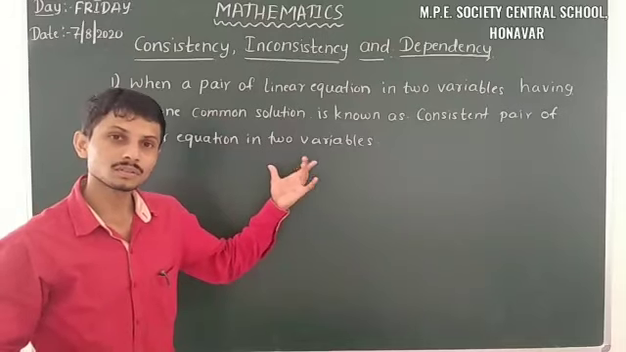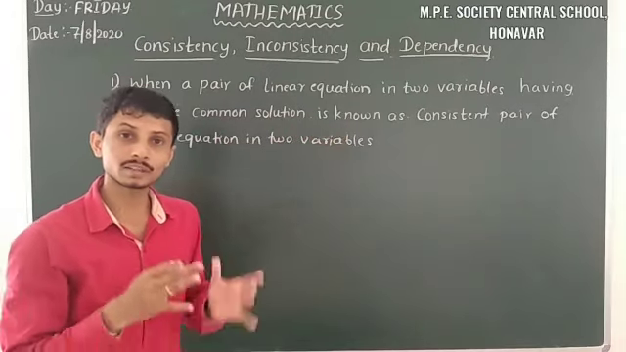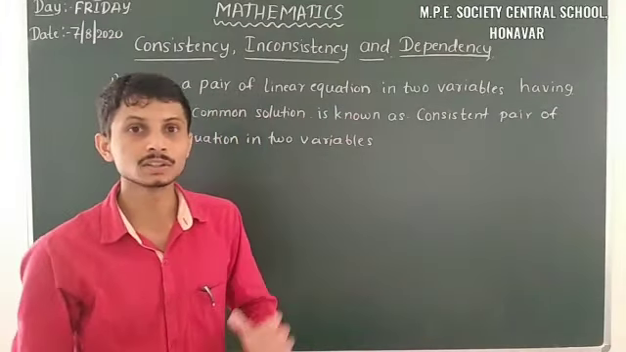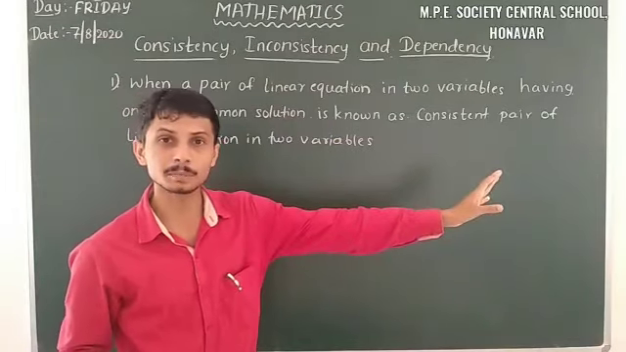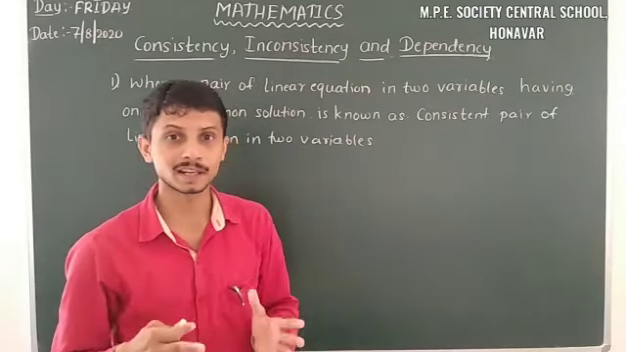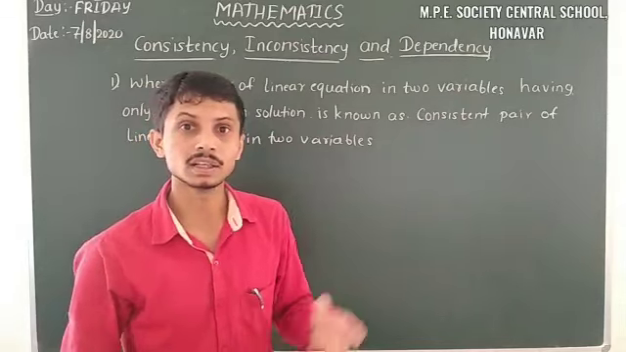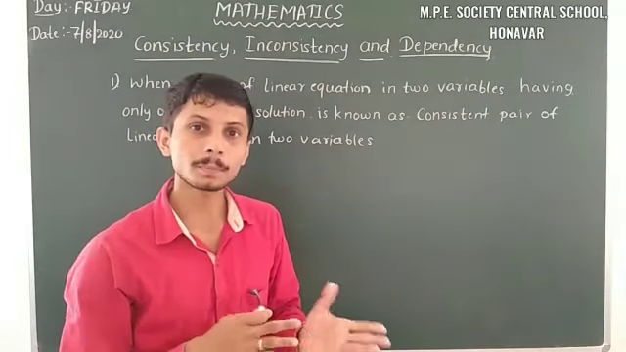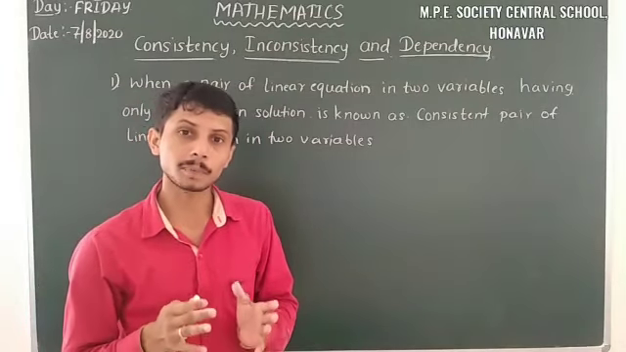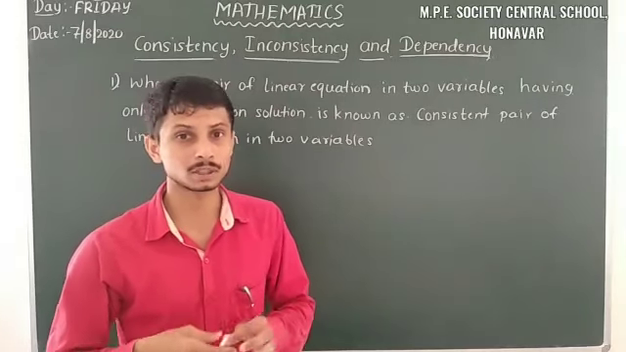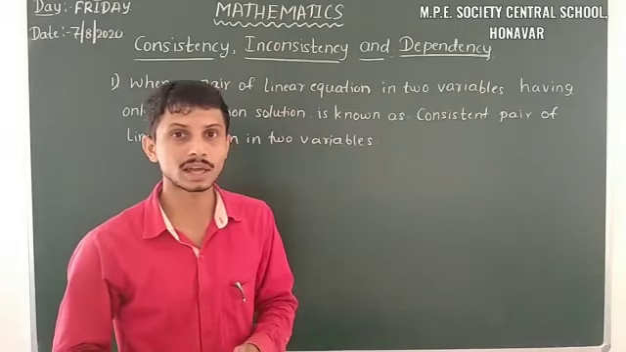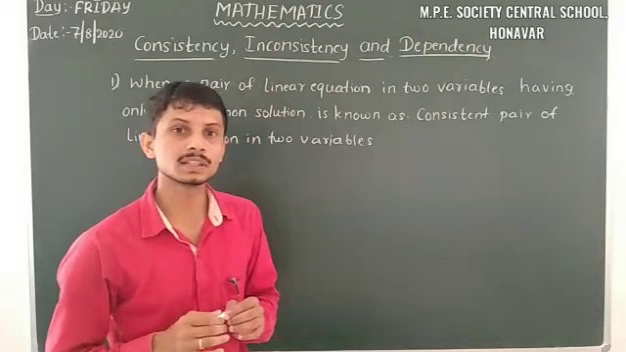So we know about intersecting lines. When we have intersecting lines as the graphical representation of a pair of linear equations in two variables, that pair of linear equations is known as a consistent pair of linear equations. Then we move into the next situation, that is parallel lines. That means there is no common solution. Here there was only one solution, so the opposite of that, there is no solution. That means when we get parallel lines as the graphical representation of a pair of linear equations in two variables, that pair of linear equations is known as an inconsistent pair of linear equations.